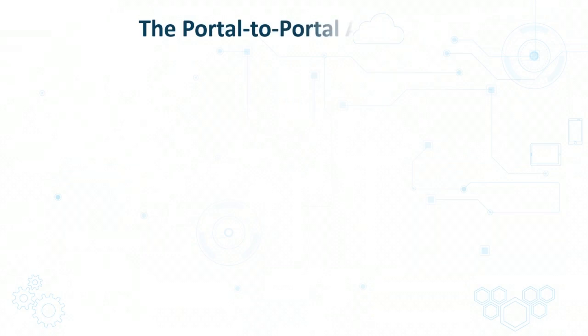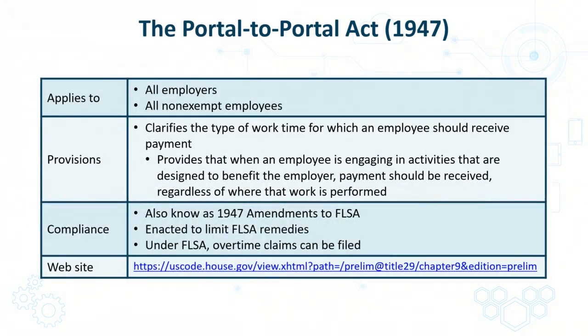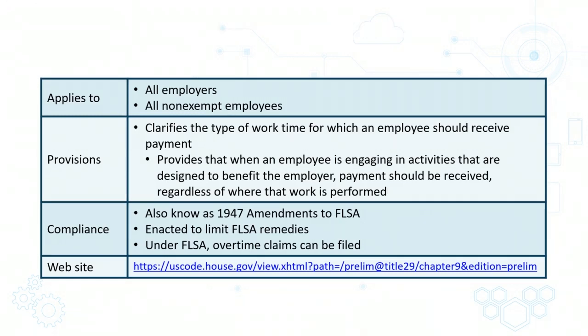The Portal to Pay Act of 1947 amended the Fair Labor Standards Act to define hours worked and clarified what was considered to be compensable work time, and established that employers are not required to pay for employees to commute. One exception to this general rule is when an employee's workday has ended and they are called back to work and have to travel an unusually long distance to get to a work site after normal working hours. That travel time may be counted as hours worked.